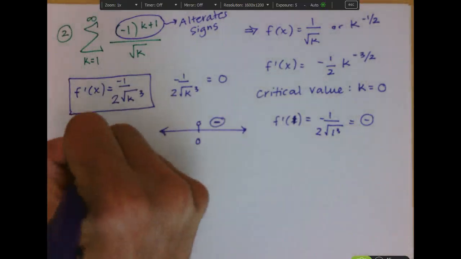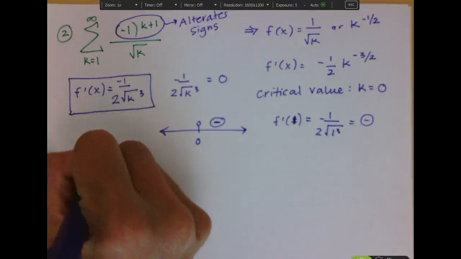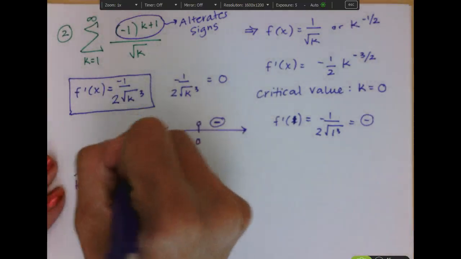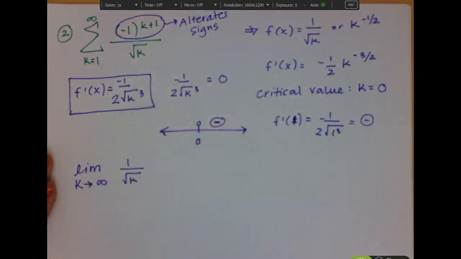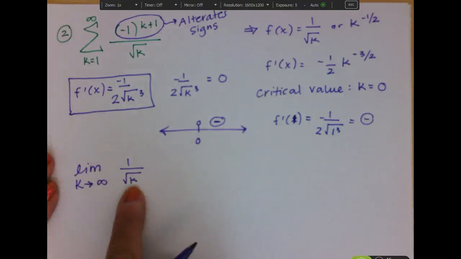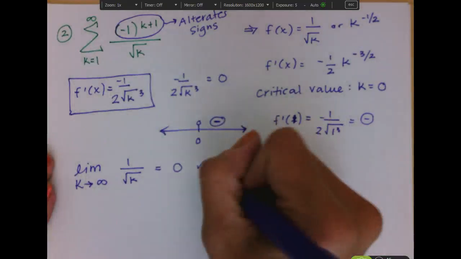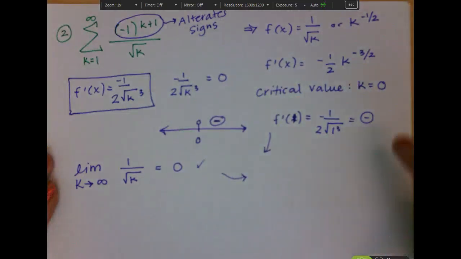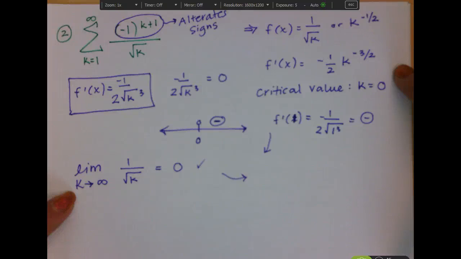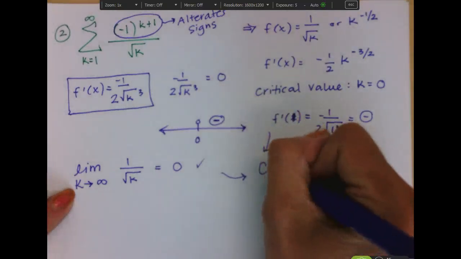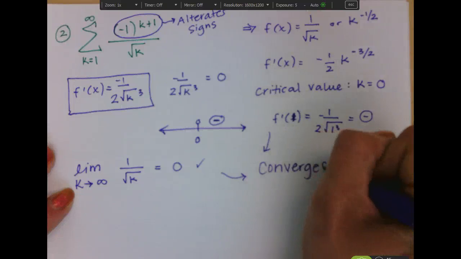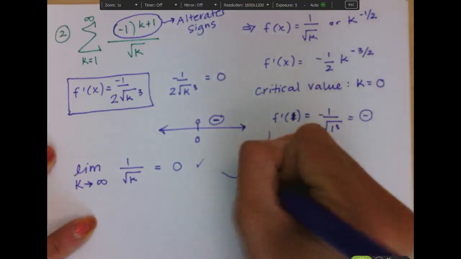Second condition. What happens to the limit of the part of the function where the signs are not alternating as k goes to infinity? Well, in this case, the denominator, square root of k, is going to go to infinity, and 1 over infinity gives us 0. So it meets both of the conditions in the alternating series test, and by proving that and doing both of these pieces of calculus, we make a final conclusion that the infinite series that we were given, the infinite alternating series, converges.